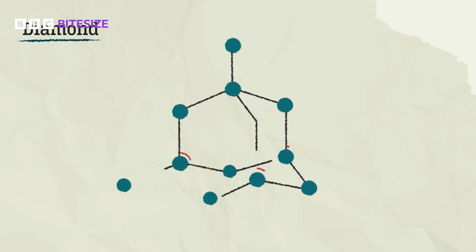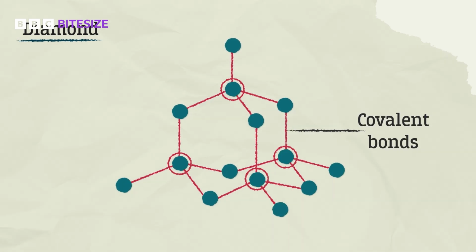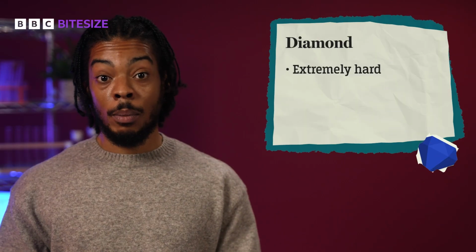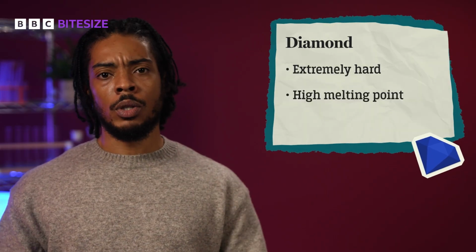Now in a diamond, each carbon atom uses all 4 of its outer electrons to form covalent bonds with 4 neighbouring carbon atoms. This creates a giant covalent structure with strong bonds throughout, creating one continuous lattice with no free electrons. Now the covalent bonds are very strong, which makes diamond the hardest known natural substance, and it gives it an extremely high melting point.